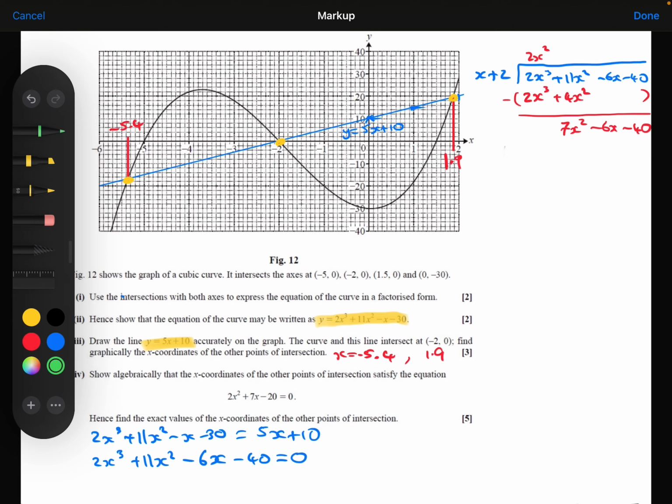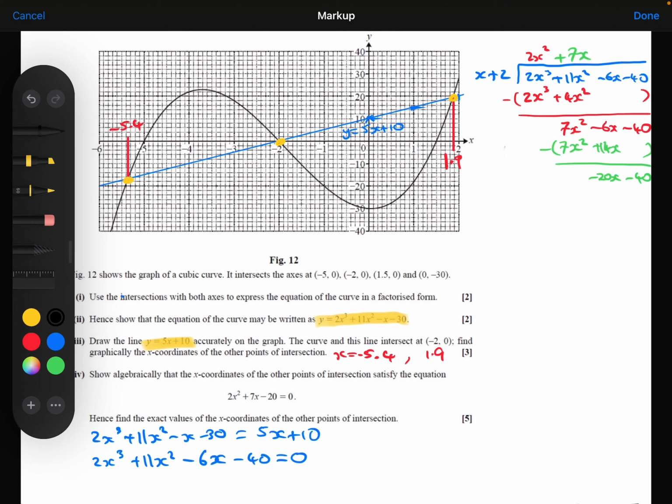And we'll now repeat the process. X into 7x squared goes 7x times. 7x times x is 7x squared. 7x times 2 is 14x. And again, we'll take that away. 7x squared take away 7x squared is 0. The minus 6x minus 14x is minus 20x. And we've still got the minus 40 there.